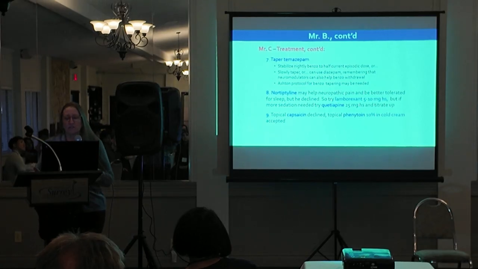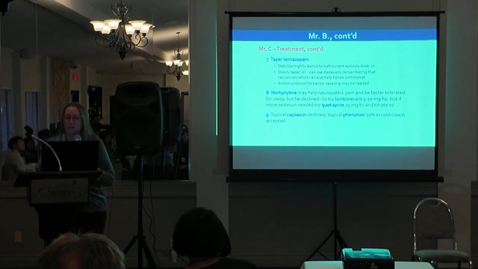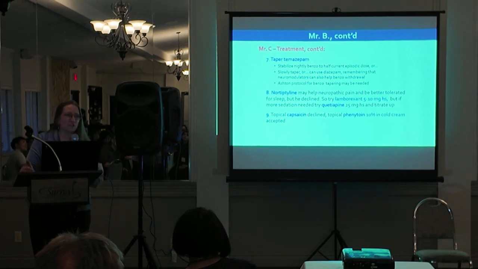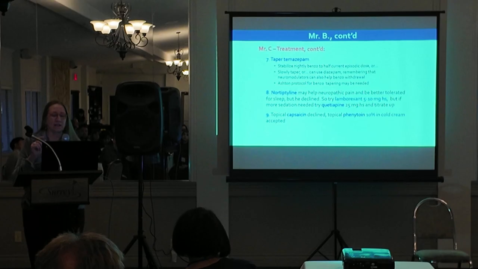And then nortriptyline may help with his neuropathic pain and be better tolerated for sleep, but he declined. He'd heard about that and he wasn't going to have any of it. He was quite cantankerous. So you can try lemborexant. It's an orexin inhibitor, 5 to 10 milligrams a day, but it's expensive and a lot of people can't afford that. But if you want more sedation, you can go to quetiapine. There's some early studies that it can have some pain benefit. They're small, ratty little studies.